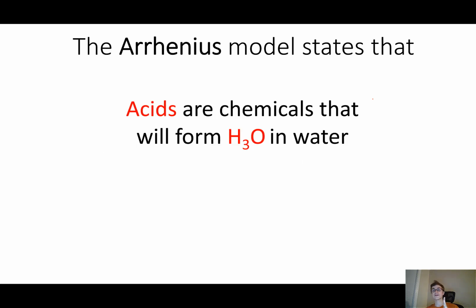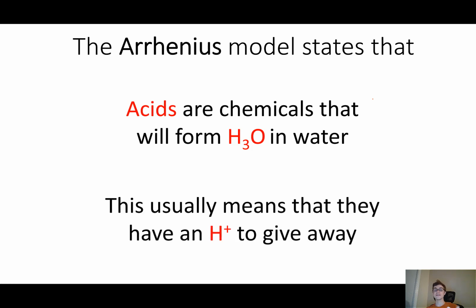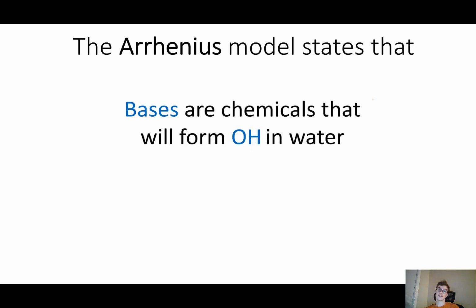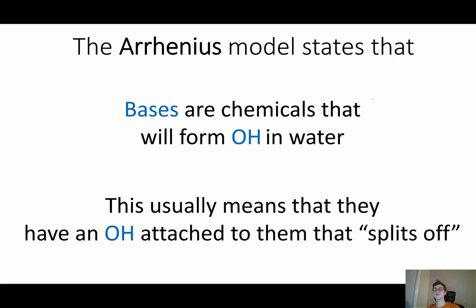The Arrhenius model states that an acid is something that forms hydronium when you put it in water, and that normally means that it has a hydrogen that it gives away. And it says that a base is a chemical that forms hydroxide in water. This normally means that it has a hydroxide attached to it that kind of splits off.